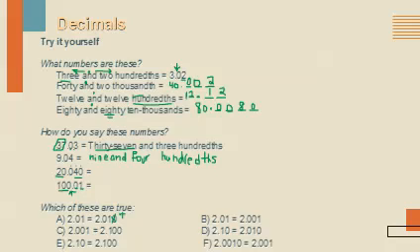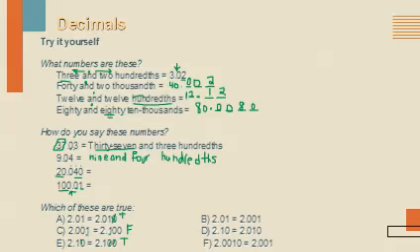2.001, is it the same as 2.100? Of course not, because the 1 here is actually in the thousandths, while the 1 here is in the tenths. So this is not true. 2.10, is it the same as 2.100? Of course, because those zeros are useless. So 2.1 is equal to 2.1, so this is true.